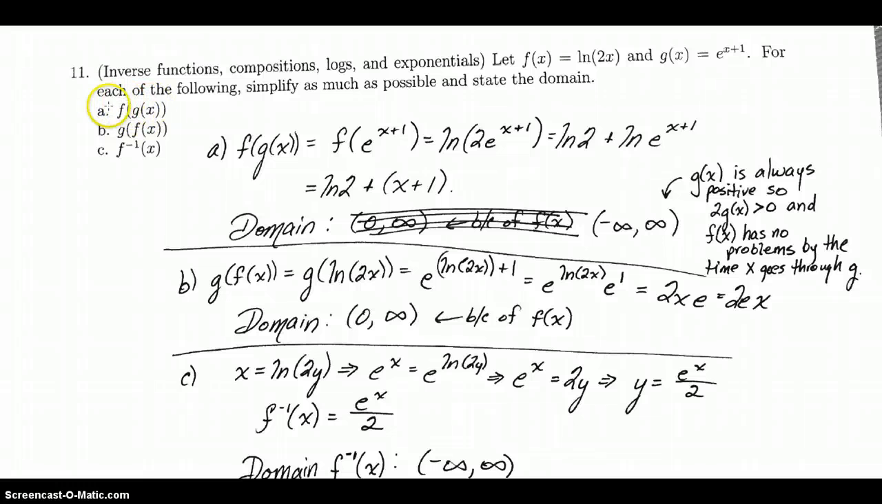But even if it's in the domain of f of g of x, but it's not in the domain of g of x, then it would not be in the domain. If it's not in the domain of the function that we get after we simplify f of g of x, then we can't include it in the domain if it's not in the domain of g of x. So that was confusing. We start with the innermost function, then we go out.